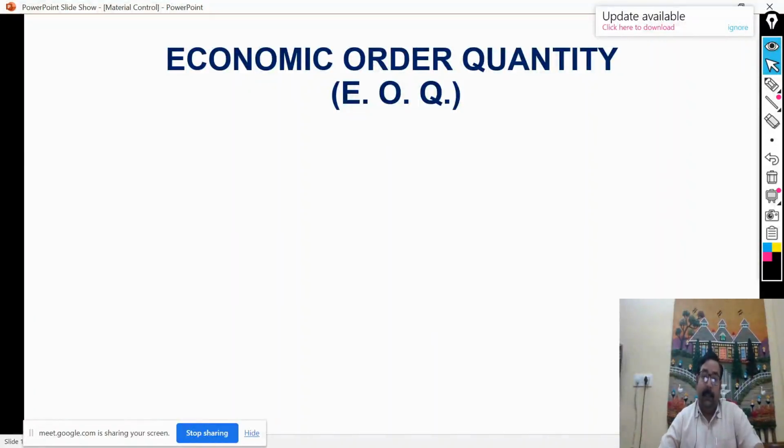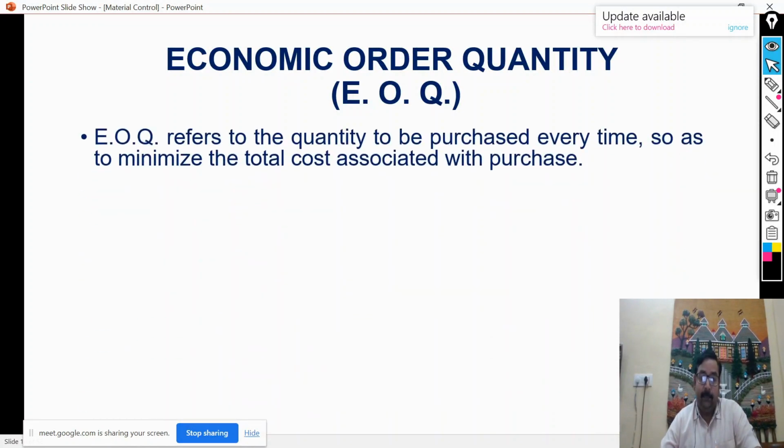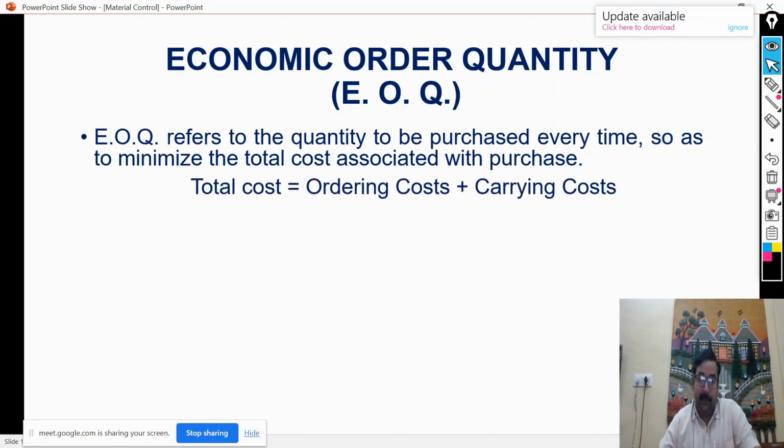Economic order quantity is denoted by EOQ. It refers to the quantity to be purchased every time so as to minimize the total cost associated with purchase. Earlier we learned that there are some total costs associated with purchase, and EOQ means the order quantity that minimizes the total associated cost with purchase.